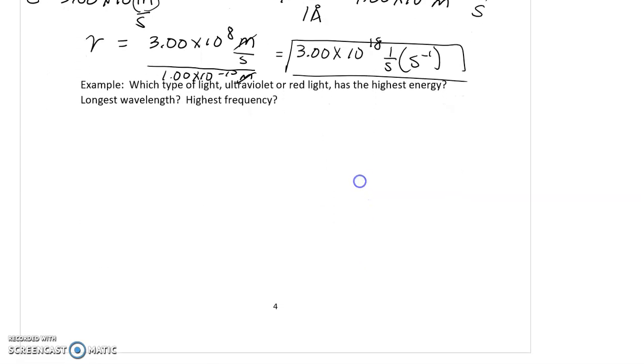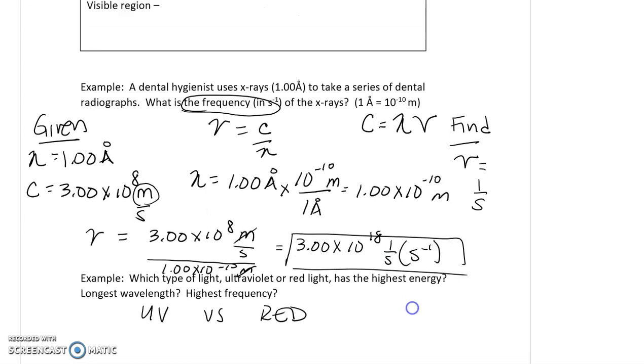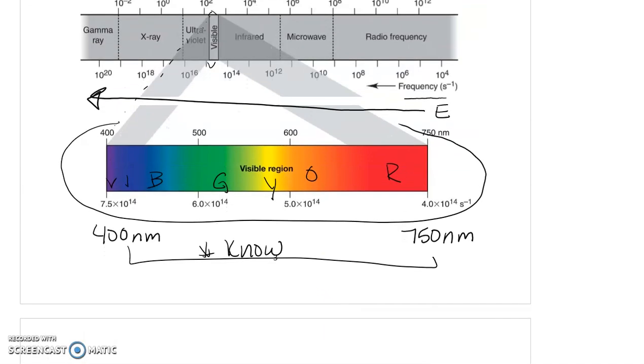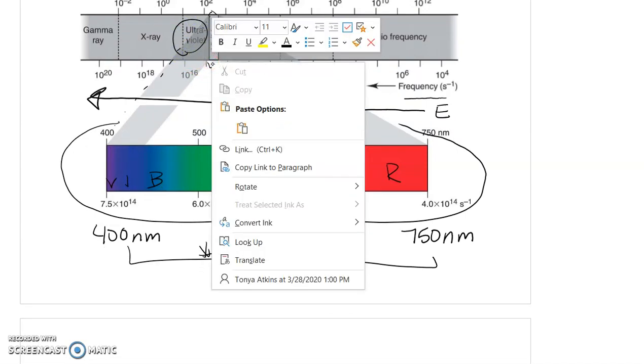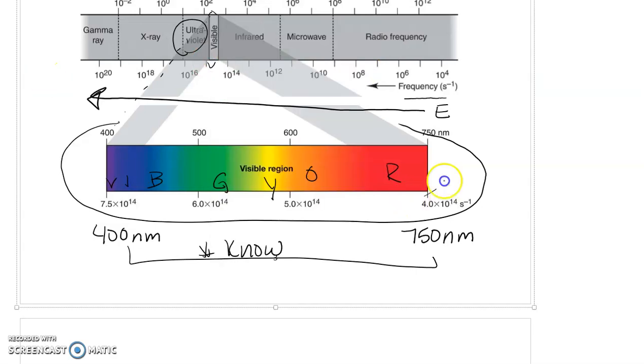All right, now another example. Like I was explaining before, it's important to understand the spectrum for the radiation. So here we have which type of light, UV or red light, has the highest energy, longest wavelength, and highest frequency. So this will be our UV versus red light. So based on the spectrum, I'm going to go ahead and scroll back to our spectrum. We know that we have UV light here. And then in the visible part, we have our red light over here.